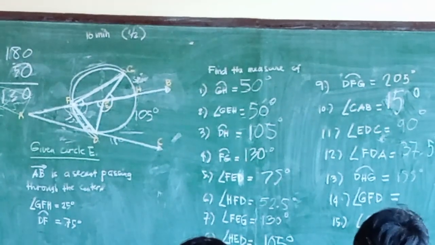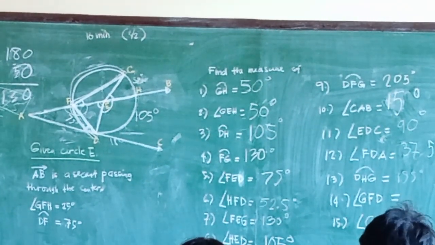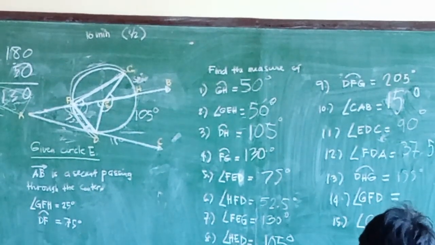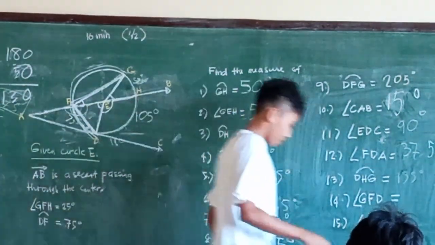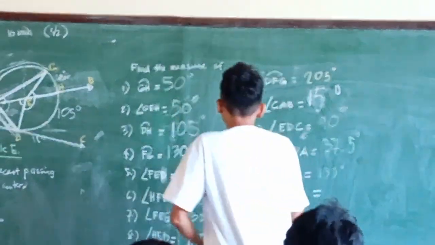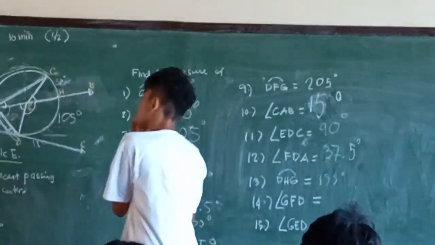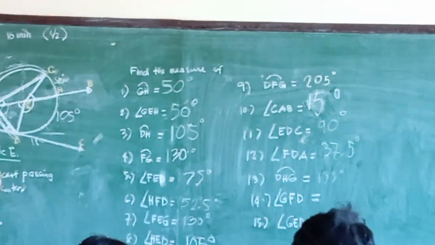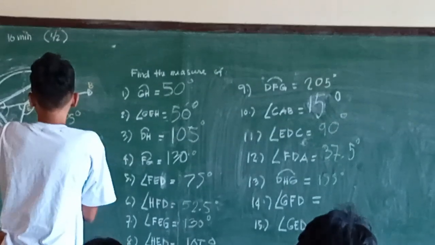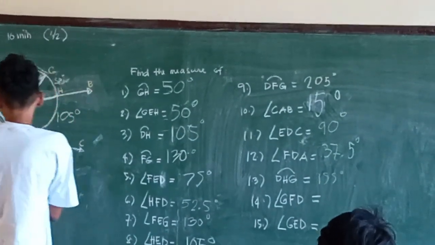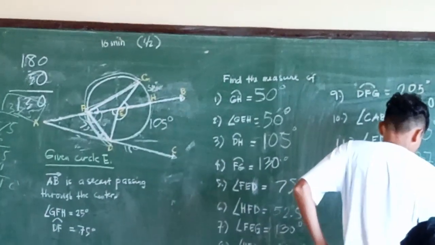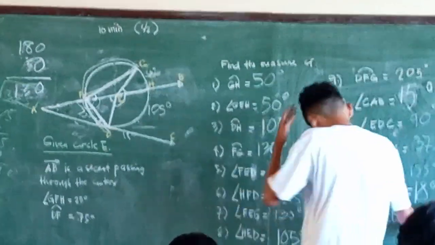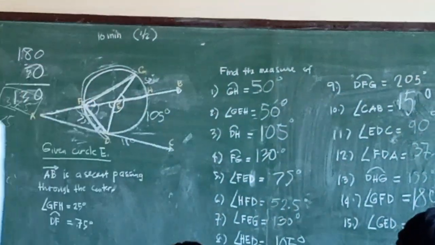For number 14, what is your answer for number 14, Reski? Reski Brado, that is angle GFD. What is the measure of the angle GFD? Your answer is K is? Getting 180.